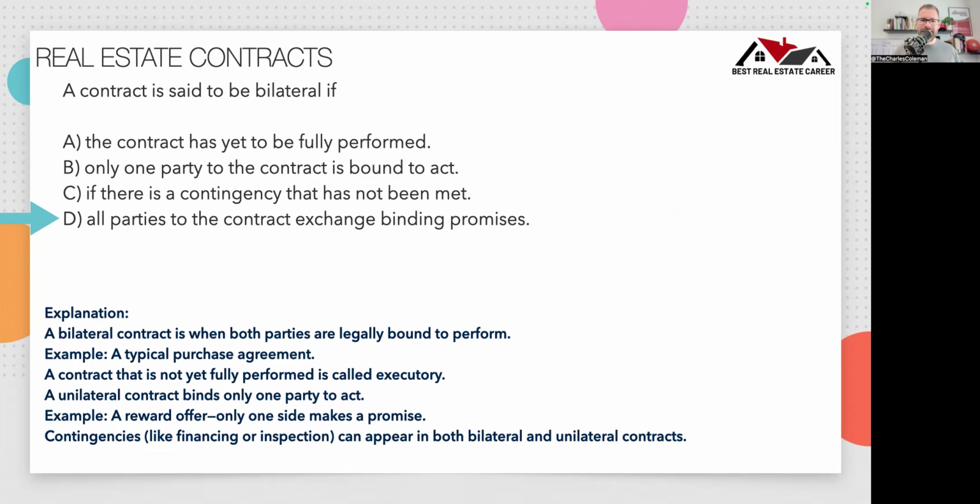A contract that is not yet fully performed is called executory. A unilateral contract binds only one party to act, like a reward offer where one side makes a promise. Contingencies, like financing or inspection, can appear in both bilateral and unilateral contracts.